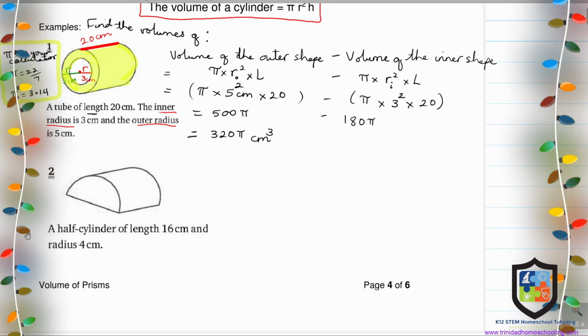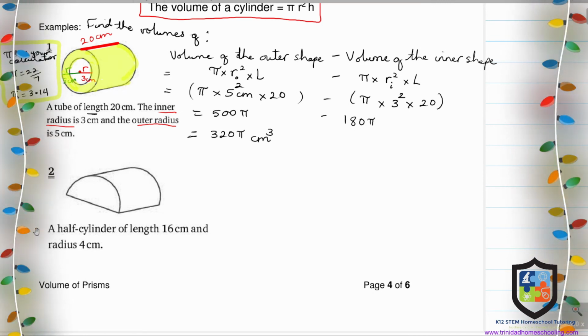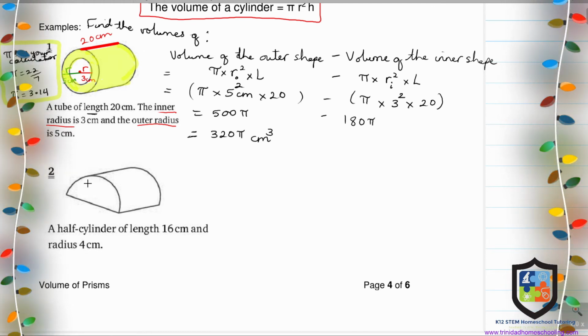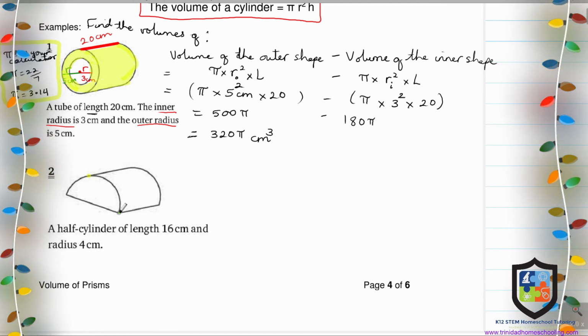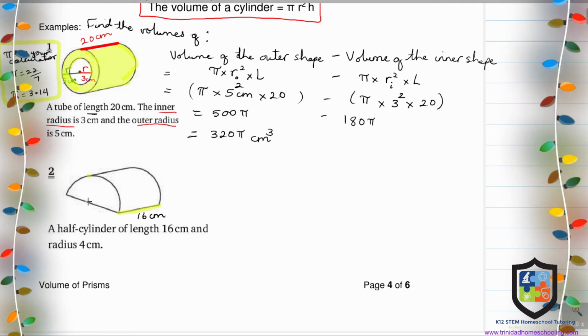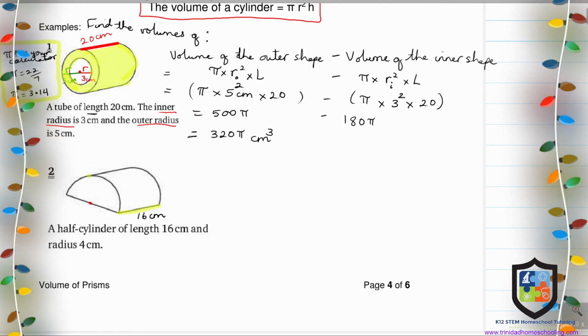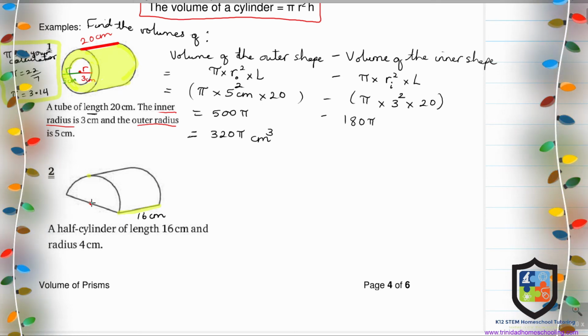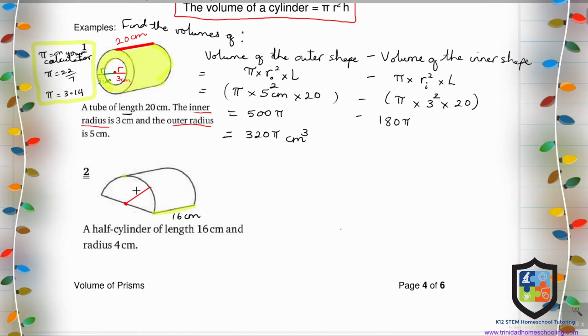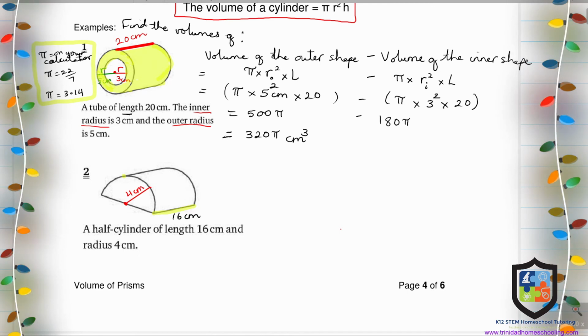Now let's look at finding the volume of a half cylinder. So the length of the cylinder is 16 centimeters. Again, you could use this side here, 16 centimeters, and the radius is 4 centimeters. Now the radius is going to start from the center and towards the circumference of the circle. And our radius is 4 centimeters. Right? R is equal to that.